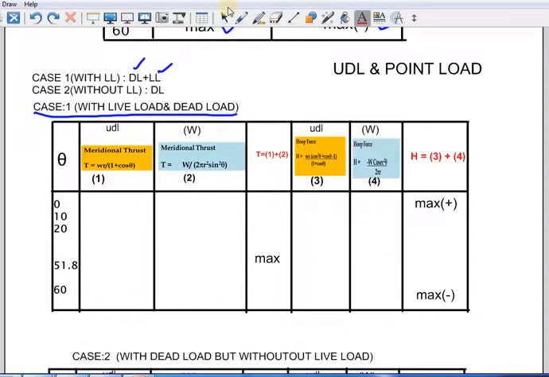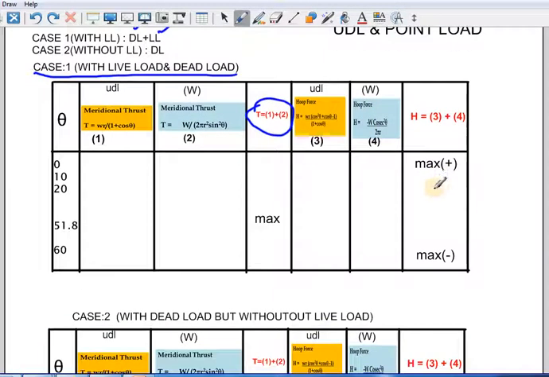So let us take the first case, with the live load and the dead load. You will have UD load and point load. With the UD load, you should consider T equals WR (1 plus cos theta). With the point load, you will find T as W by 2 pi R square H. You add both, and that will be the final value of t. That is for each degree, 0, 10, 20, 51.8 and 60, the maximum value of theta. For h, you find the h value with the UD load, find the h value with the point load, then add both.